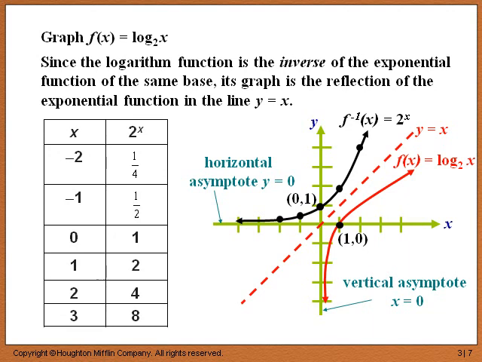We can see that with the point (0, 1), for example. It's (0, 1) on the exponential graph, but it's (1, 0) on the logarithmic graph. And that's simply because since inverse functions undo each other, the x's are y's and the y's are x's. They swap. Okay, so this is the way that inverse functions are symmetric about the line y equals x.